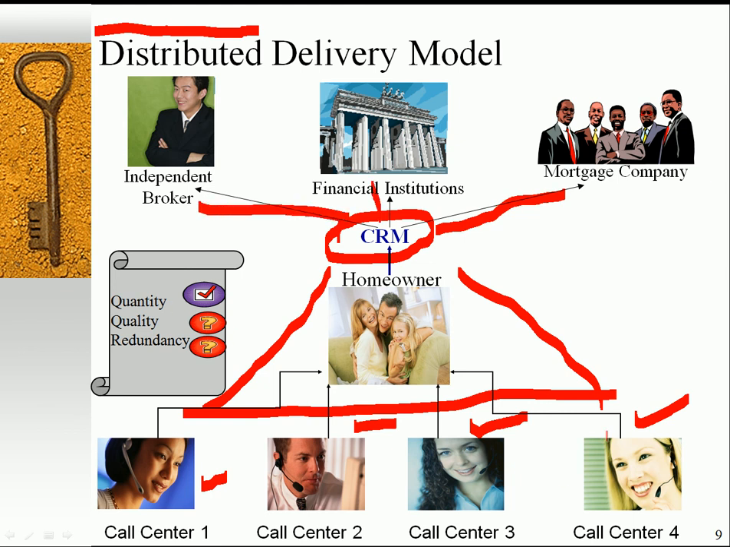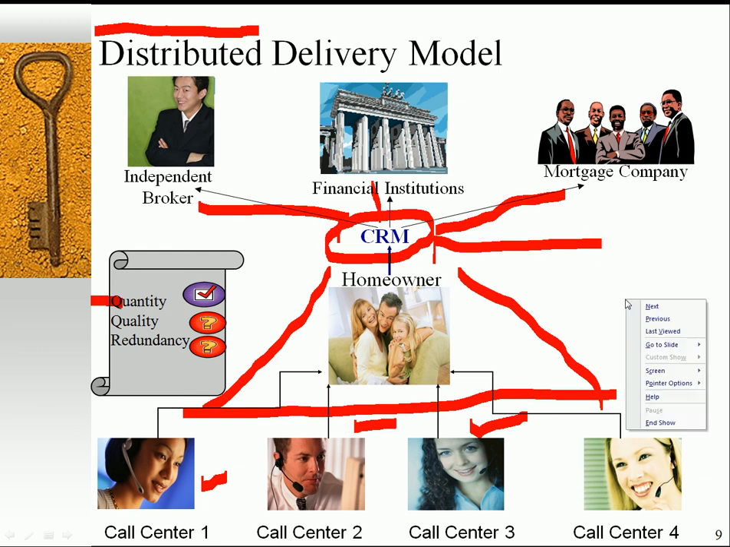Now by having a distributed delivery model, you can scale up the quantity by minimizing your risk factors on cost compared to having your own call center. Because you have a powerful technology that is driving the results, it can scale up the quantity. So we address the quantity that way.